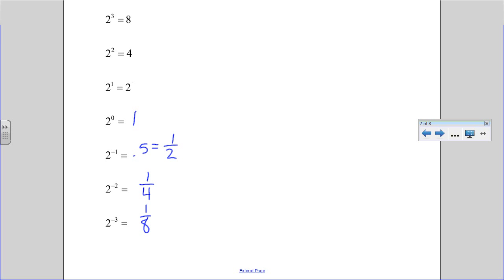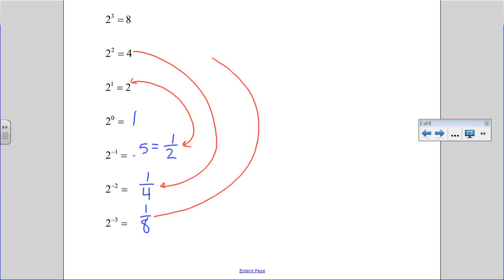I want you to look at these two answers: 2 to the first and 2 to the negative 1. Do you notice any relationship there between those numbers? Between the number 2 and the number 1/2? What about the 4 and the 1/4? What about the 8 and the 1/8? There's a word that we used quite a bit in chapter 5. Devin, what were you going to say?